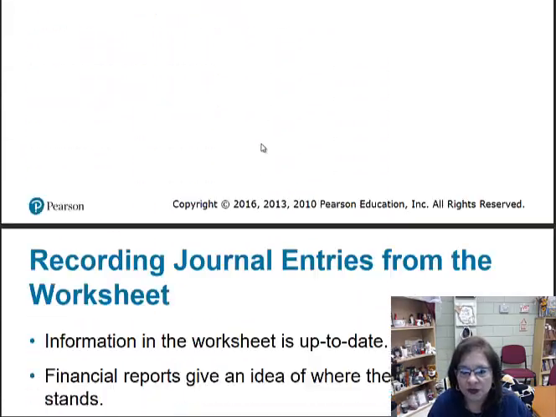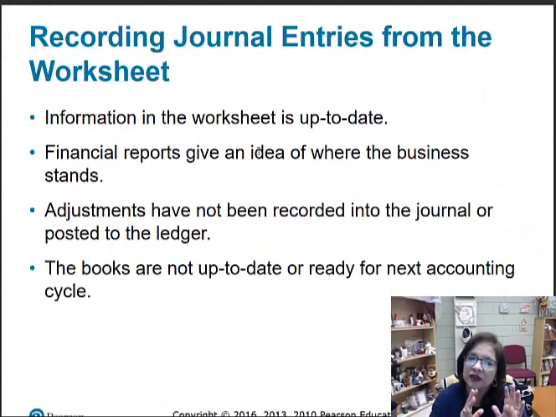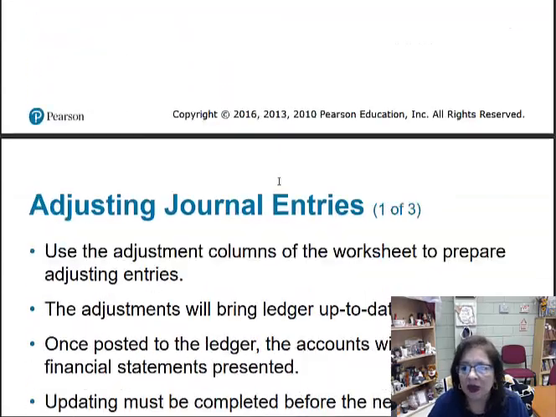Okay. So first thing that we do, of course, remember we've got the journal entries. We record from the worksheet. It's up to date, either on a daily basis or a weekly basis, whatever the case may be. Our financial reports provide us where the business does stand. Did we make money? Did we not make money? And then, of course, remember, we're putting in adjustments to record things that maybe were left out of the journal. We forgot to put them in, so we now have to put them in. Maybe we didn't see an invoice that we have to add, or a payment that we forgot to add as well. So we have to make sure that we're ready for the next accounting cycle.